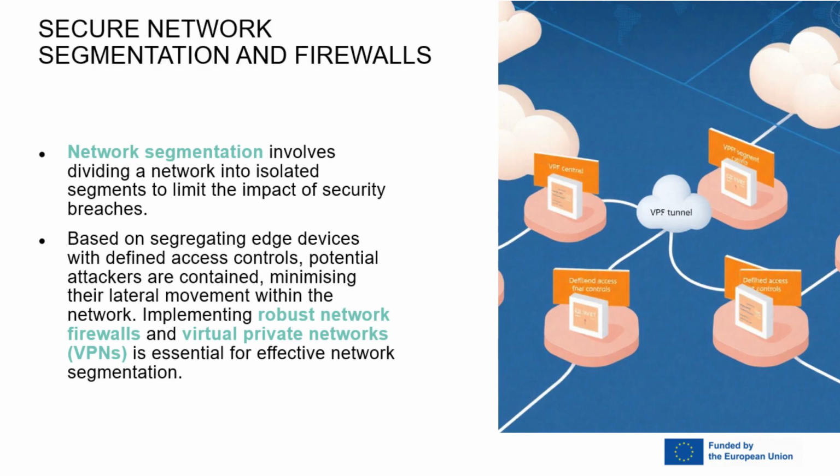Implementing secure network segmentation. Network segmentation divides a network into smaller, isolated segments, limiting the impact of a security breach. By segregating edge devices into separate networks with defined access controls, potential attackers are contained within a single network segment, minimizing their ability to move laterally and access critical resources. Implement robust network firewalls and virtual private networks, VPNs, to enforce network segmentation.